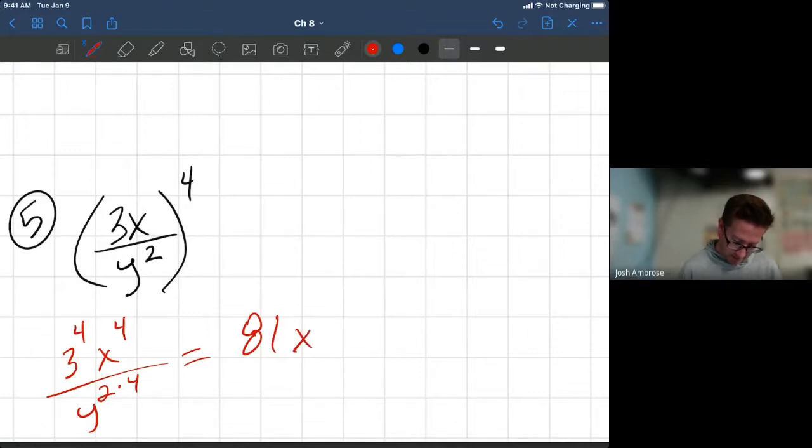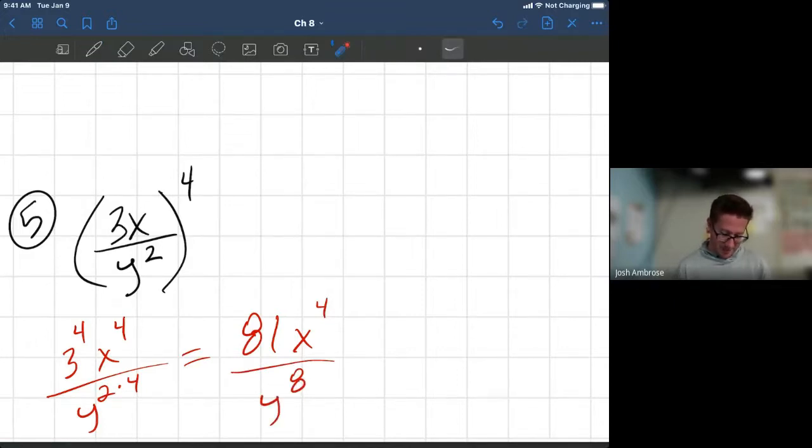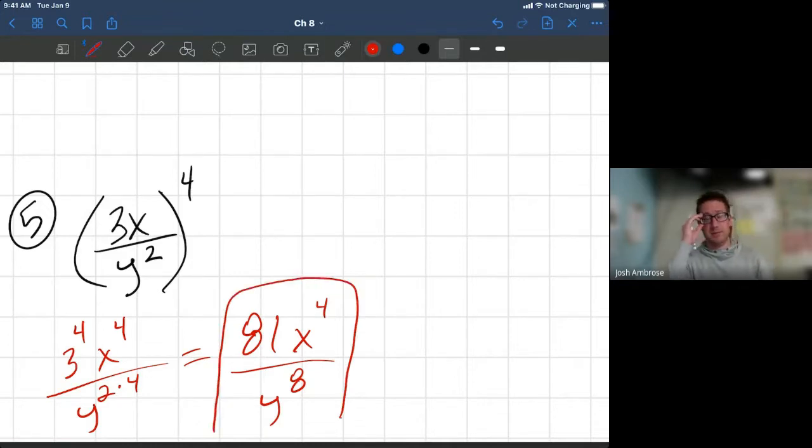X to the 4th power, nothing changes there, over y to the 8th power. The 8 came from 4 times 2. I cannot go any further. So that's the finished product there.